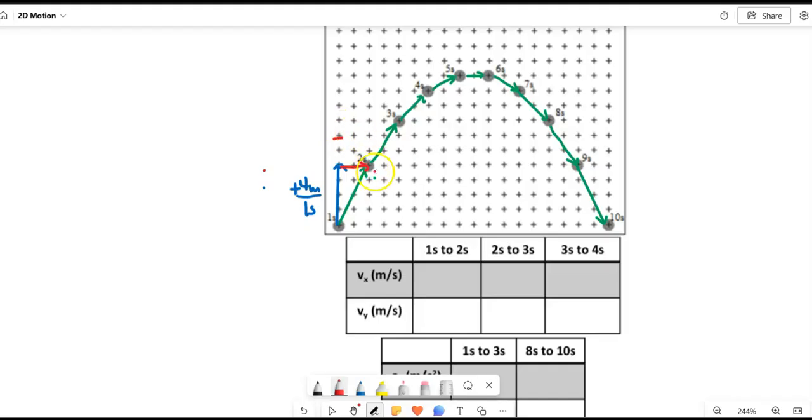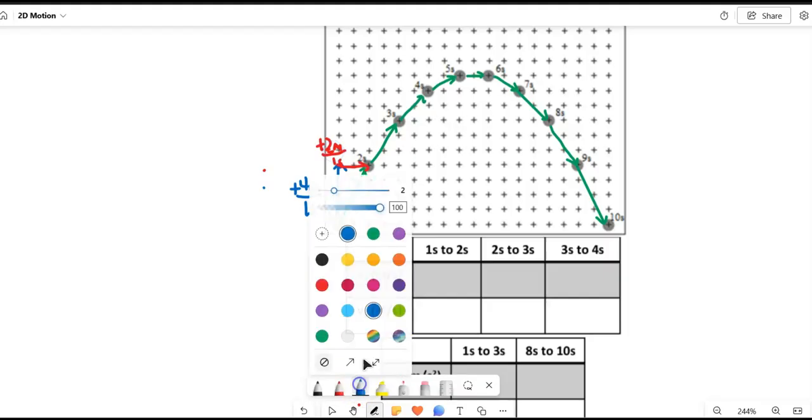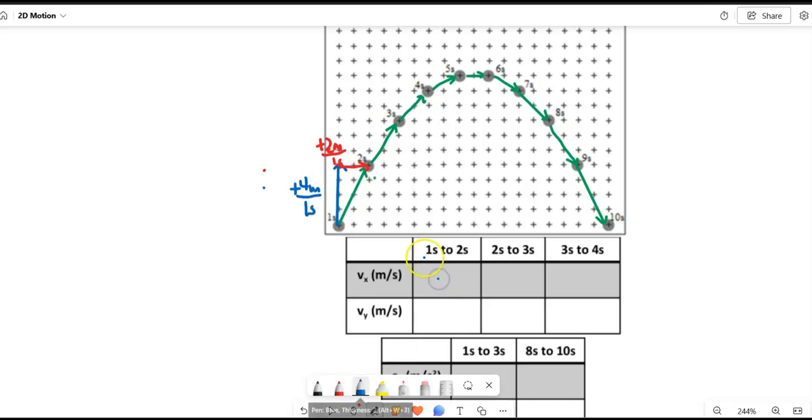I think I'll write that right over here. Positive 2 meters over 1 second. Okay, so we're going to answer those right here. So in the y direction, positive 4 meters over the period of 1 second, and in the x direction, positive 2 meters over the period of 1 second.